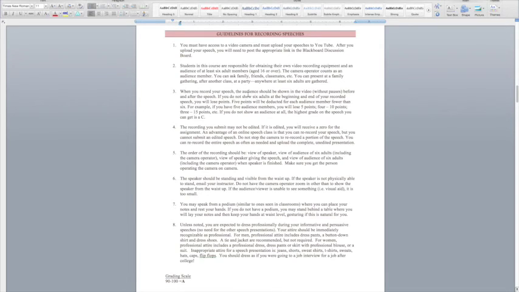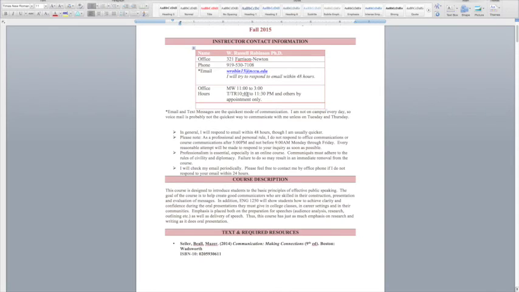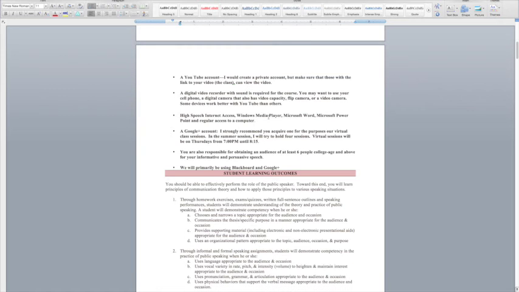Now, this again goes back to the syllabus. I want to make sure that you all read this because oftentimes people do not read the syllabus, and when they don't, they get lost. Now, this is one that really throws students off. It says in plain English, you are responsible for obtaining an audience of 6 people, at least college age and above, for your informative and persuasive speech. Please do that now. The reason I say that is because people will often say, I can't get 6 people.